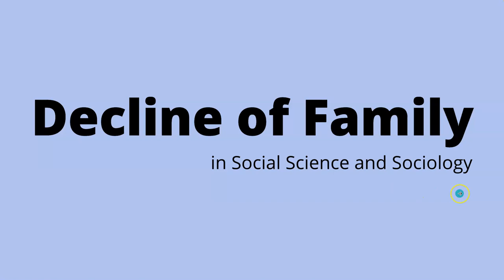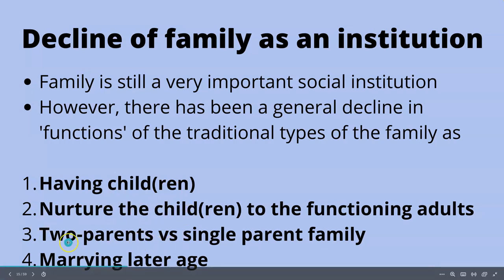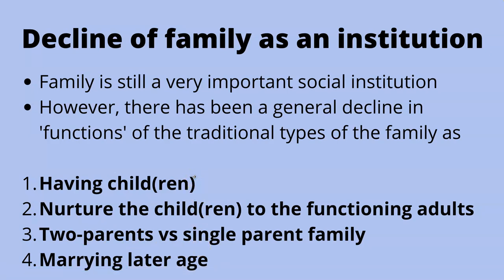So again, as I mentioned just before, the decline of marriage is still an emerging phenomenon: the decline of the family as an institution. A long time ago, about 50 years ago or longer, the formal family relationship was the primary source of having children and nurturing children, with two parents, or I should say two heterosexual adult parents, and marrying at a later age. These were the primary functions of marriage. However, these days, the functions of the formal, legal marriage are declining more and more.